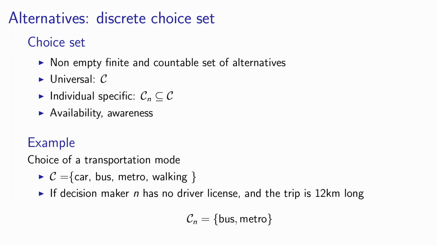But now if you take a specific individual, decision maker N, maybe this person has no driver license, and the trip that he has to do to reach his workplace is 12 kilometers long. Well, in this case, driving a car is not an option because he is not allowed to do so. And walking is not an option either because it's far too long a trip to make it walking. Therefore, this individual has a choice set which is composed of bus and metro only.